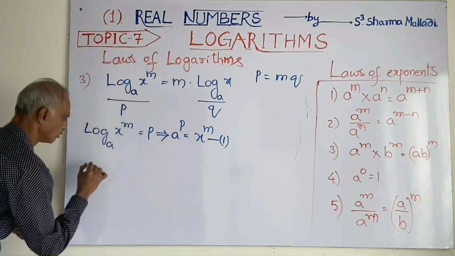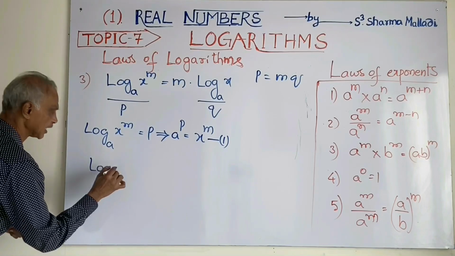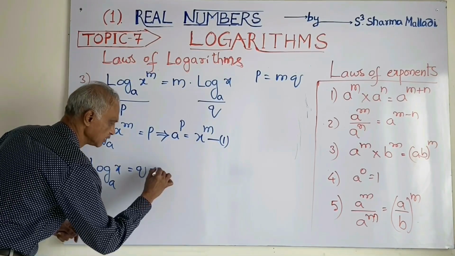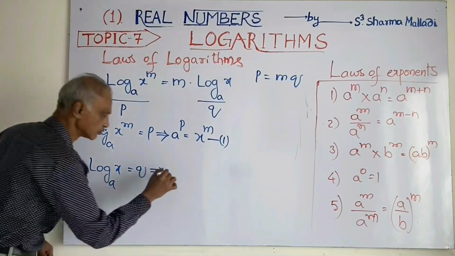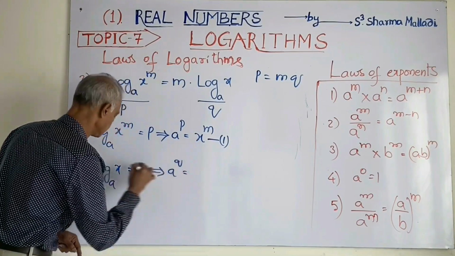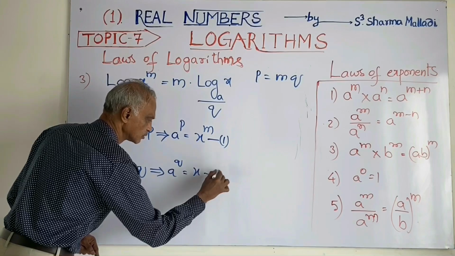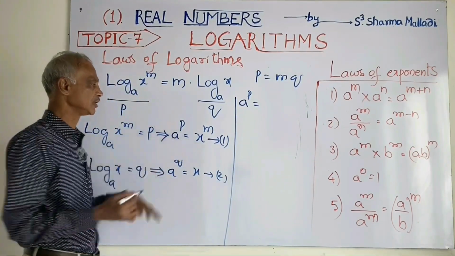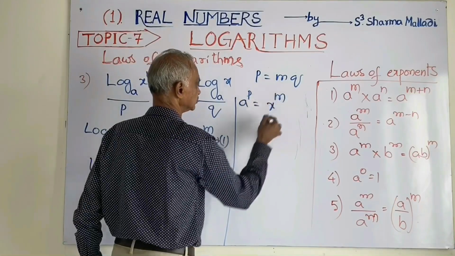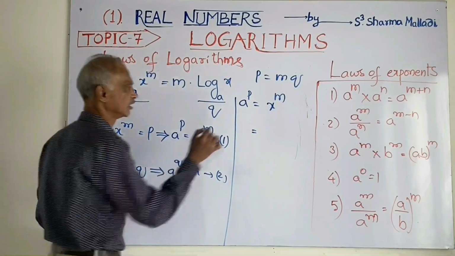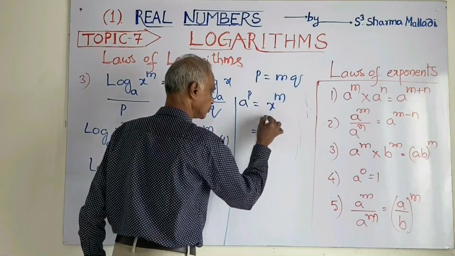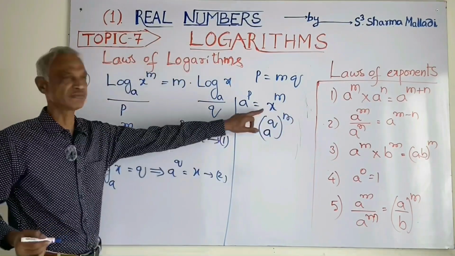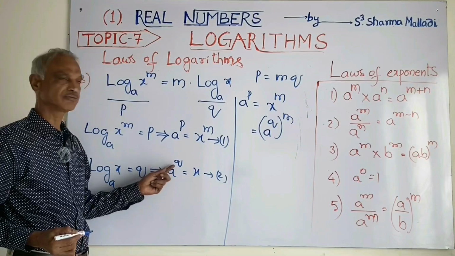Next you take log x to the base A is equal to Q. This can be written as A to the power of Q is equal to x. This is number 2. Now you take A to the power of P is equal to x to the power of m. Now what is x here? X is A to the power of Q whole to the power of m. I wrote, instead of x, A to the power of Q.